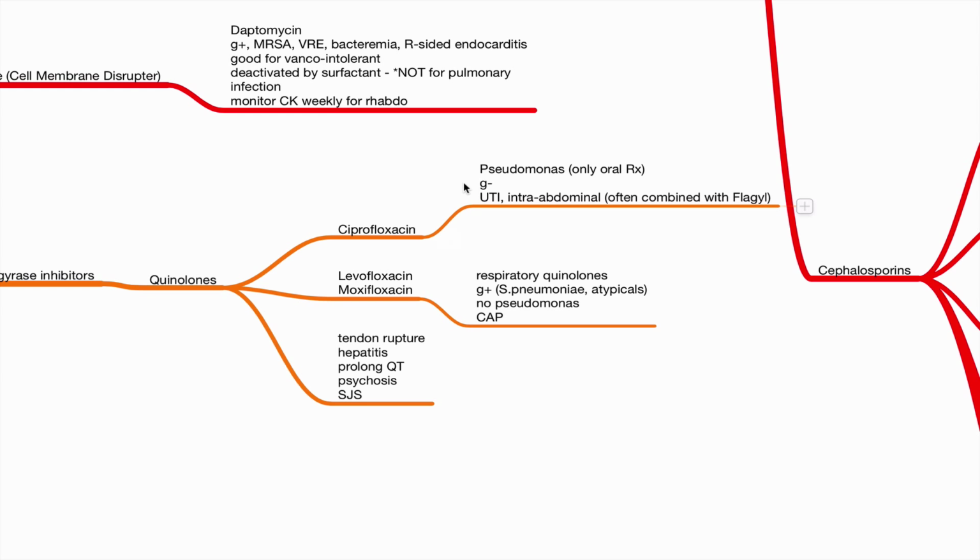So things like E. coli and Klebsiella are covered by this. And we use Cipro empirically for UTIs, for intra-abdominal infections. However, in those cases, we often will combine Cipro with Flagyl as well.